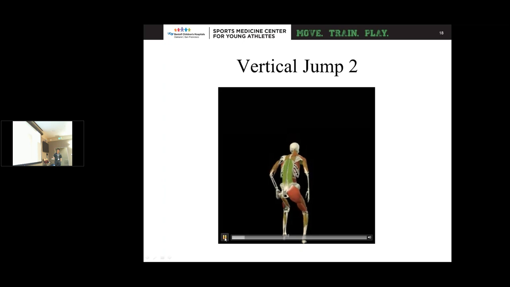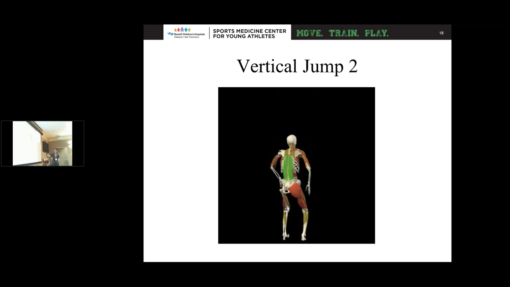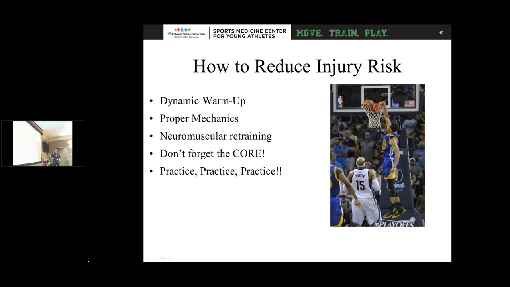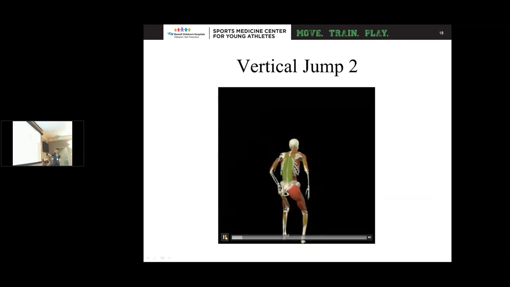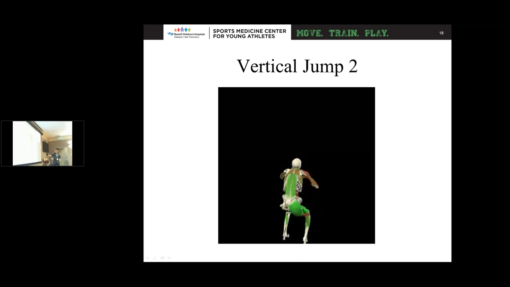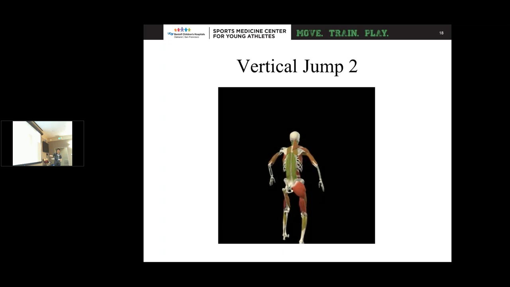Now Chrissy was saying this guy is pretty unfortunate, he only has one glute, but he still gets up pretty high. Right? But you can see that there's just this big muscle right here that's working. Okay? Boom. And it gets activated. You use that whole backside, your butt and your calf, to get that explosion.